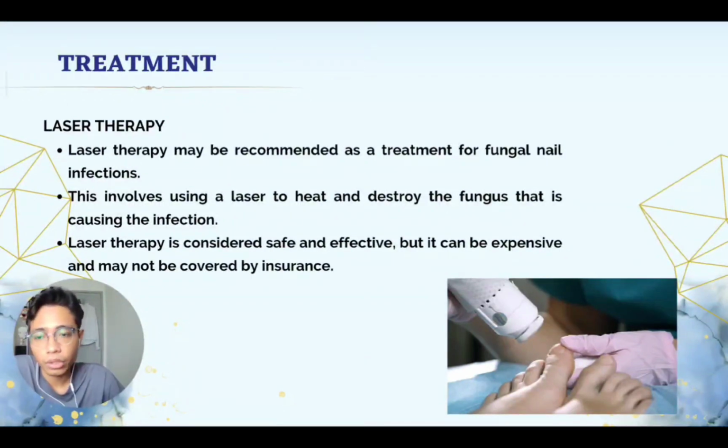Toenails take at least 6 months to fully grow out, so it takes a little bit of time for the diseased portion of the toenail to grow out healthy and heal.